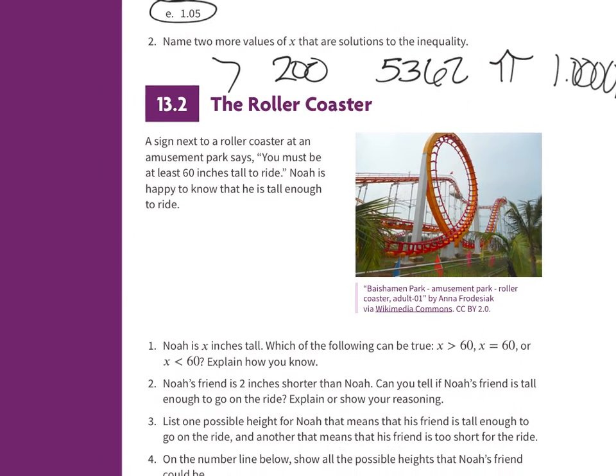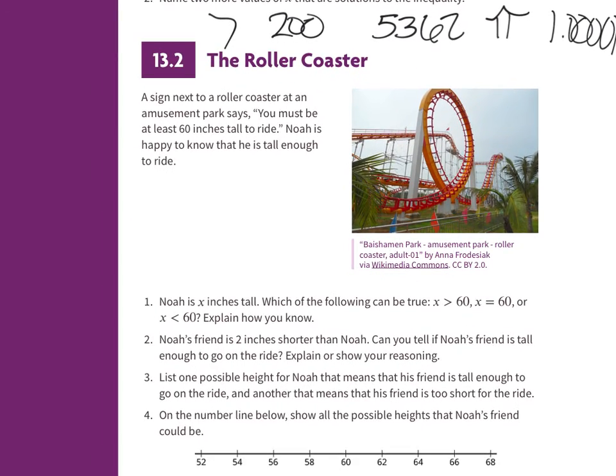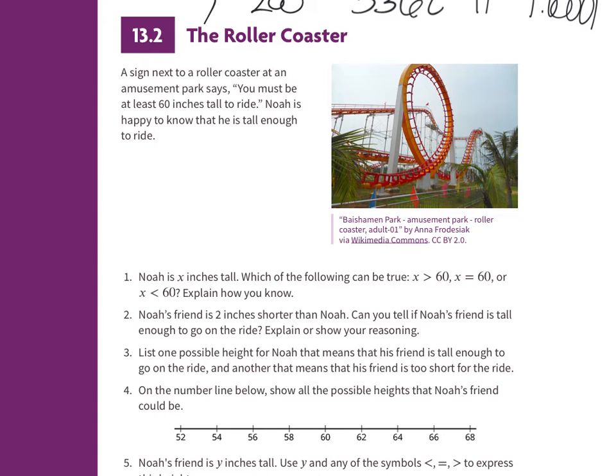All right, page 94, 13.2, the roller coaster. A sign next to the roller coaster at an amusement park says you must be at least 60 inches tall to ride. Noah is happy to know that he is tall enough to ride. Number 1, Noah is x inches tall. Which of the following is true? x is greater than 60, x is equal to 60, or x is less than 60.